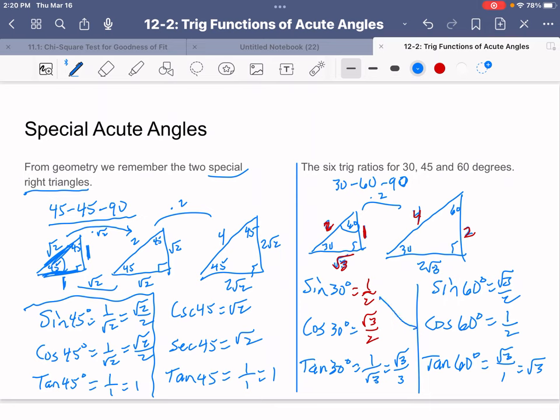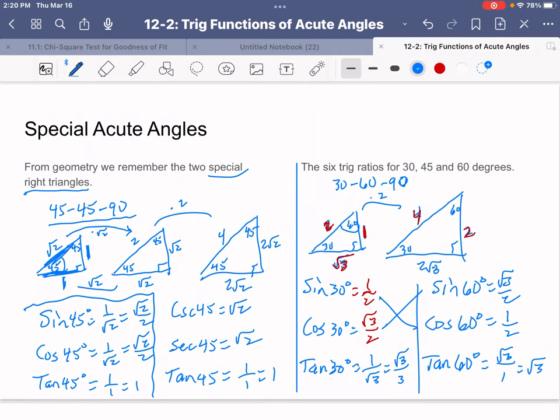And yes, you're noticing something that I'll make a big deal out of in a later lesson. Notice that the sine of 30 and the cosine of 60 are equal, and the sine of 60 and the cosine of 30 are equal to one another. That is not a coincidence. There's a reason for that, and we'll discuss it over time.